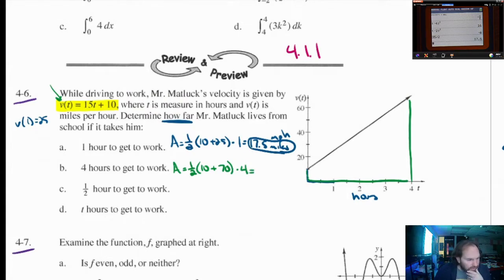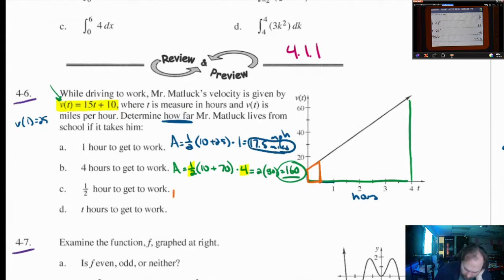So a couple extra things. Now 4 divided by 2, right in front, we're going to have those numbers. They're going to cancel out to make 2. So basically this is going to boil down to 2 times 80, which is 160 miles from work. That's a long time for somebody to be driving. For a half hour from work, it would be this tiny trapezoid, much more reasonable for somebody's commute.